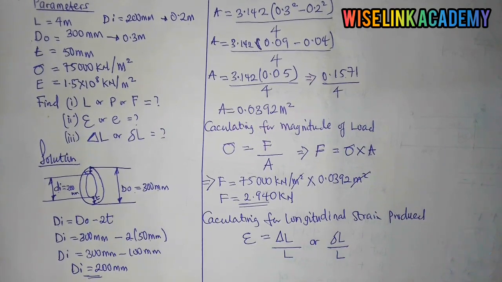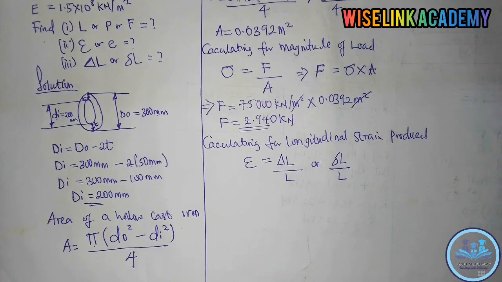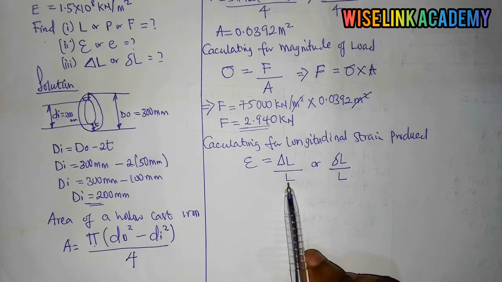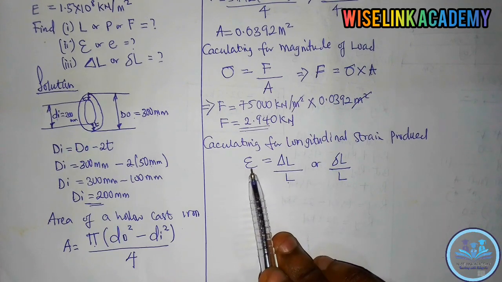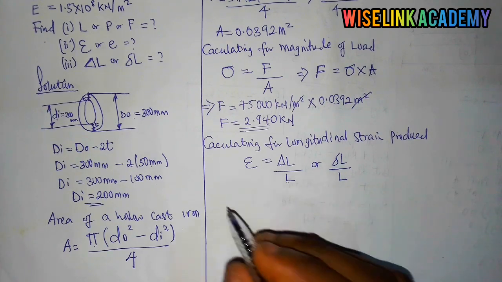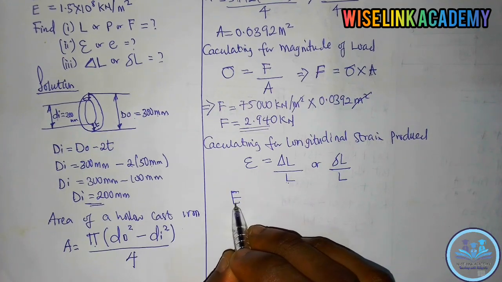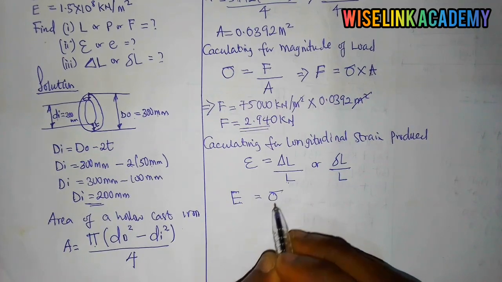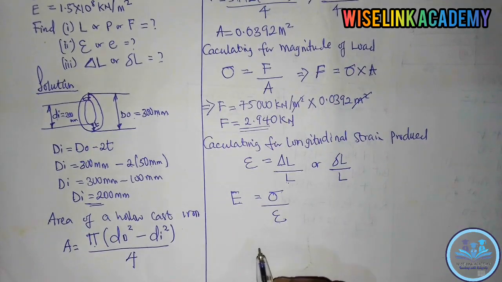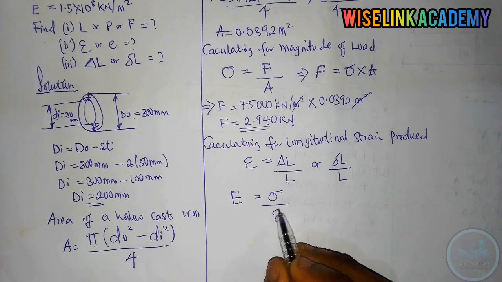But as we can see, in our parameters we are not having change in L. We are only having what? L. And we are looking for strain. We can't look for two things at the same time. So that will lead us to the application of what? Young modulus, which is equal to stress over strain. So we can look for our strain using this formula, isn't it?